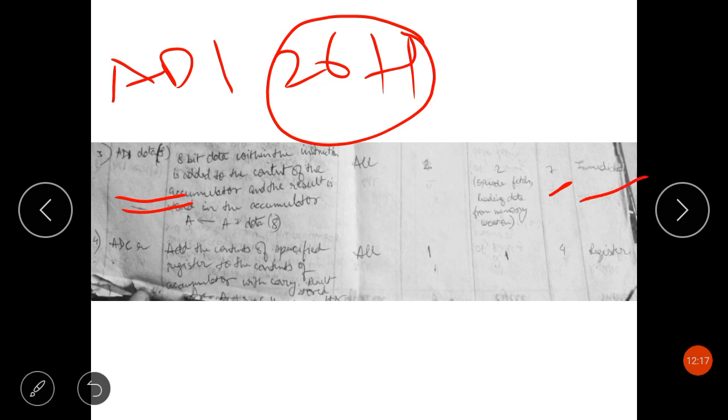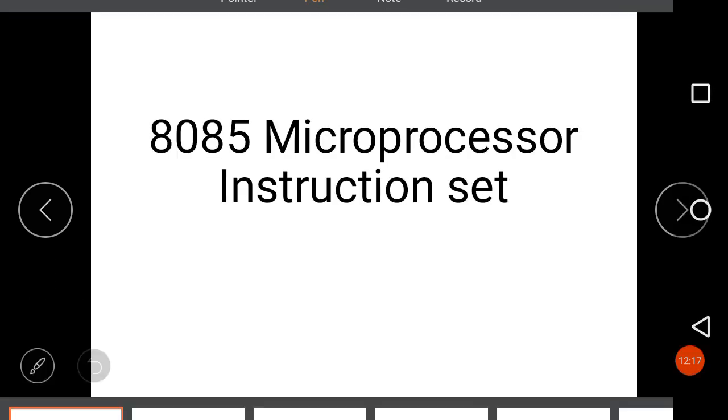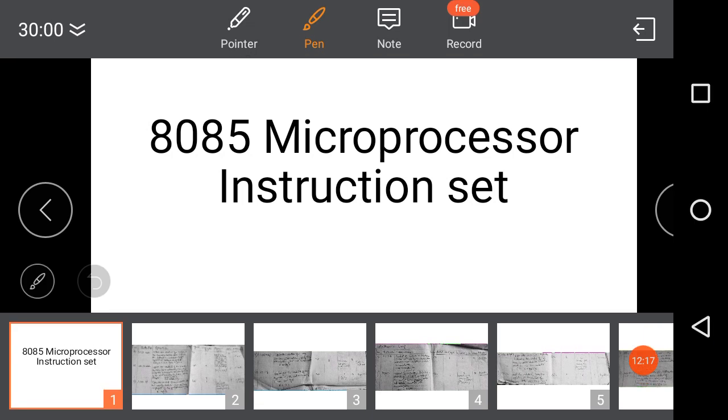So again I am repeating what this instruction will do: it will add the content of the accumulator with the data mentioned in the instruction, and the result will get stored in the accumulator. Now the next instruction is ADC R, that is, this instruction is addition with carry.